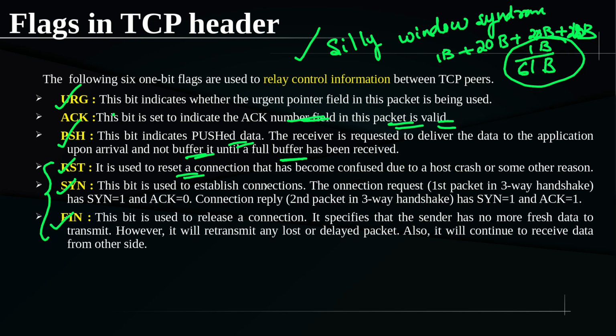SYN, this bit is used to establish a connection. For the connection request, we use a three-way handshake process. Whenever the sender requests a connection with the other party, that is the first packet, and at that time the SYN bit will be 1. So SYN is equal to 1, especially for connection establishment packets. In the three-way handshake, all 3 packets will have SYN bit 1. And for the very first communication, it is not conveying any acknowledgement, so the acknowledgement flag will be 0.